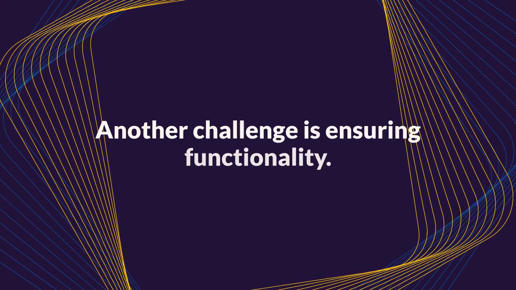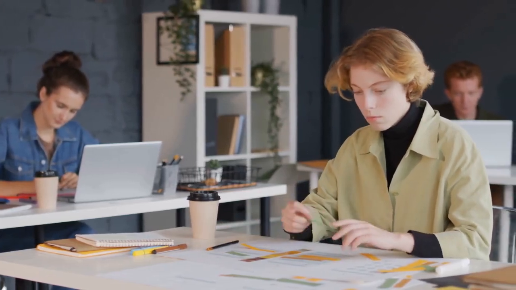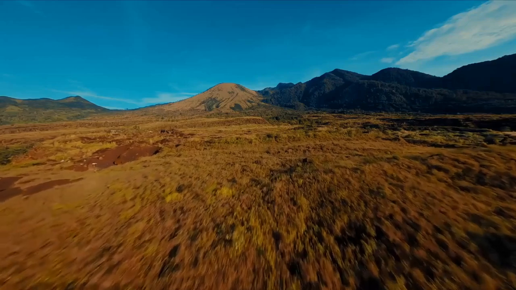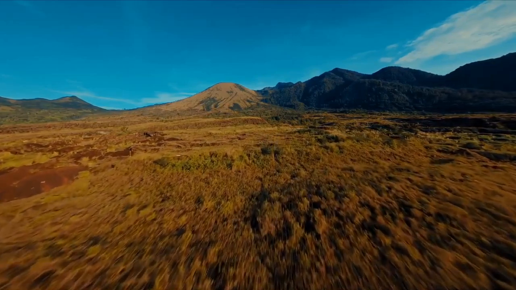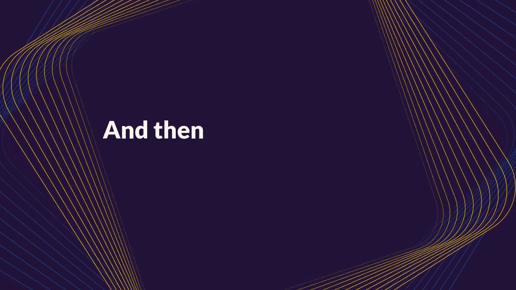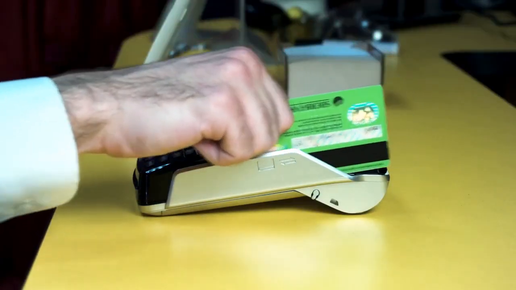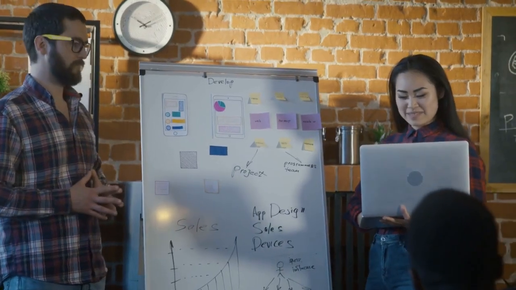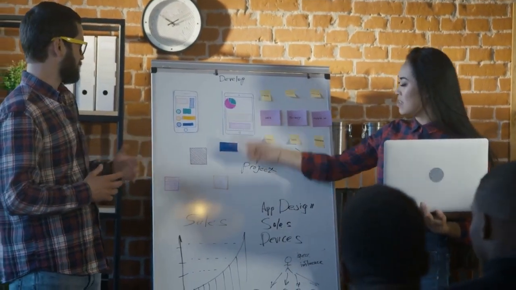Another challenge is ensuring functionality. Card-based UIs can be notoriously difficult to navigate, especially when it comes to features like filtering and sorting. How do you provide users with the tools they need to find what they're looking for without overwhelming them with options? And then there's the issue of information density. Card-based UIs can be incredibly information-rich, but they can also be overwhelming if not designed carefully. How do you strike a balance between providing users with the information they need and avoiding information overload?